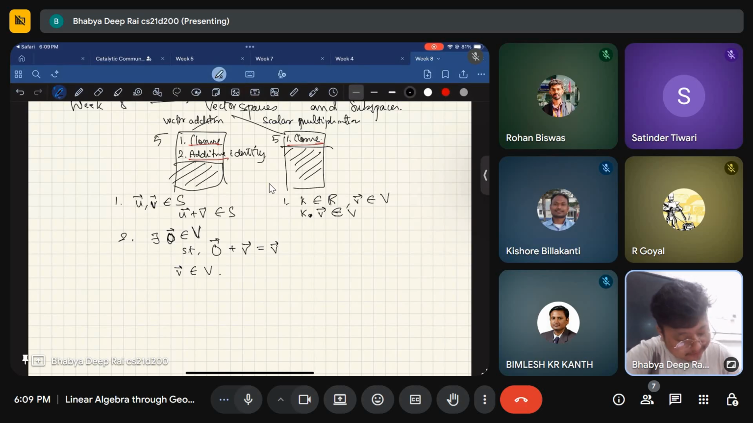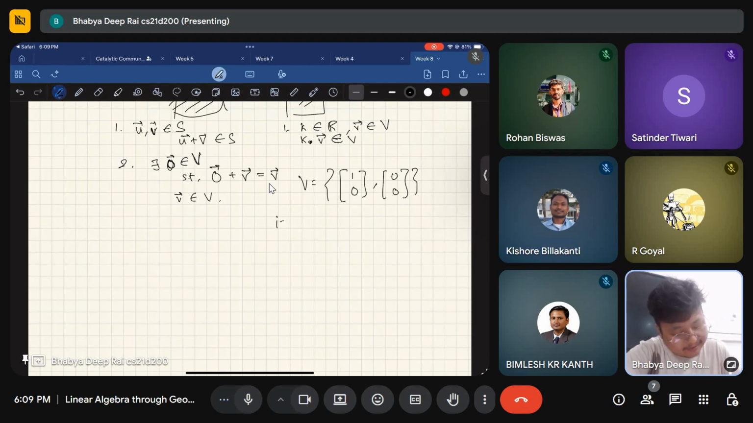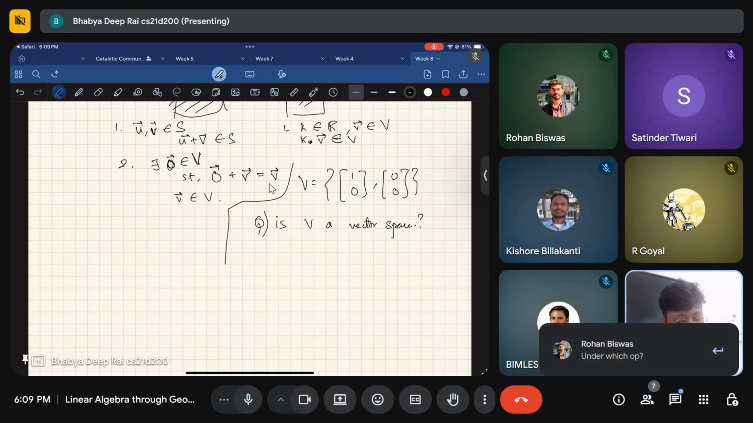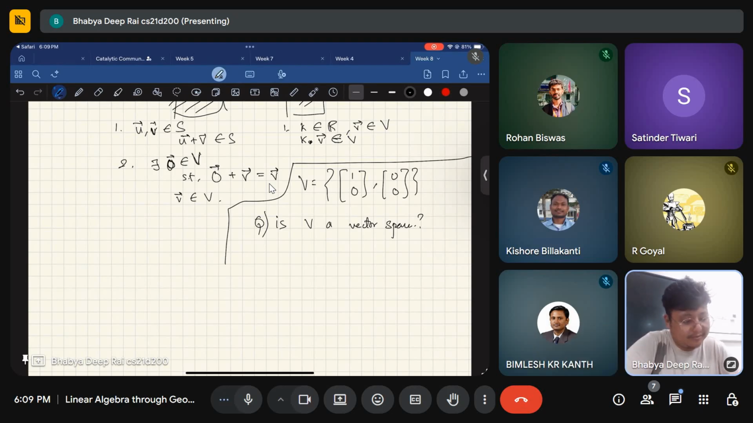Now, what it means is that if I give you vectors like, let's say, (1, 0) and (0, 0), the question is: is this V a vector space? Can you tell me? Under the usual addition and scalar multiplication operations. They are already vectors, and over the reals, of course, R square.